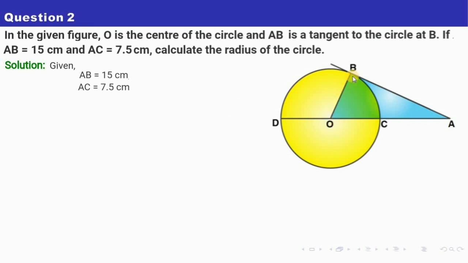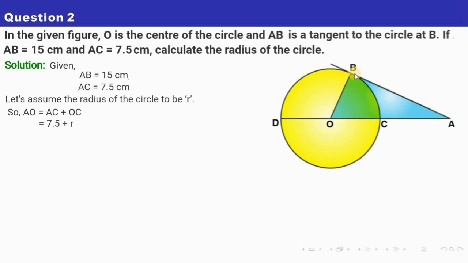Now in order to use Pythagoras theorem, I need OA, right? OA is my hypotenuse because this is opposite to 90 degree. We don't know OA, but we know what is AC and what is OC, right? Because OC is my radius and I have taken radius to be small r. So we have AO or OA, that is hypotenuse, will be equal to AC plus OC. Now what is AC? AC is 7.5, and what is OC? OC is r, my radius. So I got my hypotenuse.